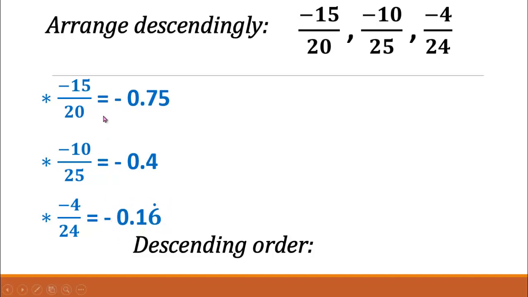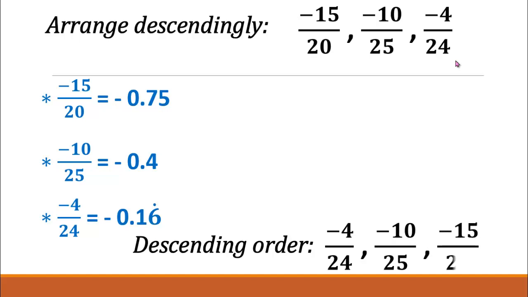Since we converted all the rational numbers to decimals, you must use the original rational number that I was given. So, the first one is negative 4 over 24, and then negative 10 over 25, negative 15 over 20.